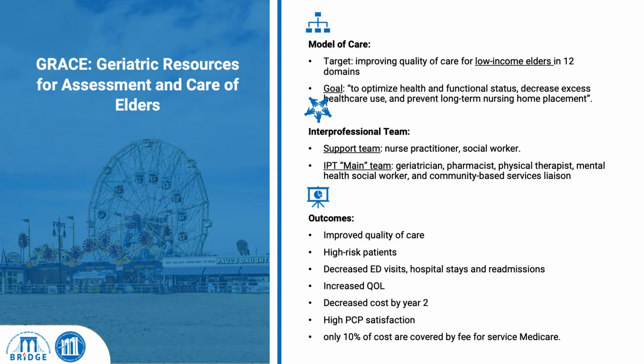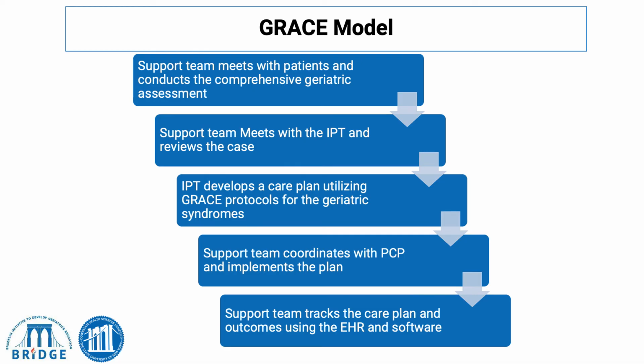Then there's the GRACE model, the Geriatric Resources for Assessment and Care of Elders. And so this is another interprofessional team care model that targets low-income elders across 12 domains of care, with the overall goal of optimizing the health and functional status of older adults, decreasing excess healthcare use, and preventing long-term nursing home placement. The interprofessional team is, again, this broad interprofessional team which older adults need, and the outcomes are great. And this is what that model looks like.